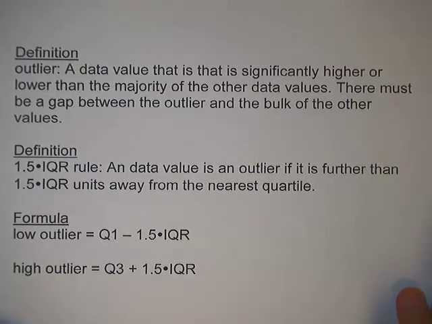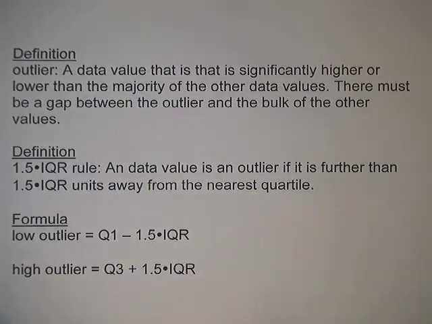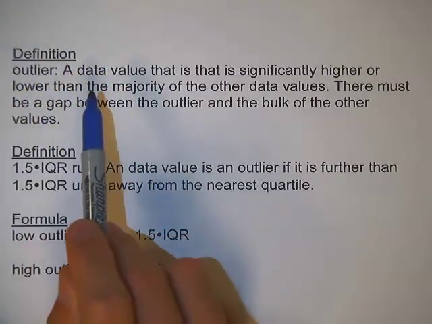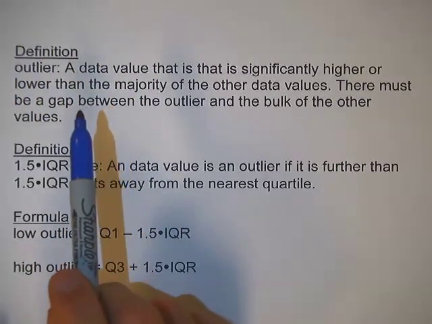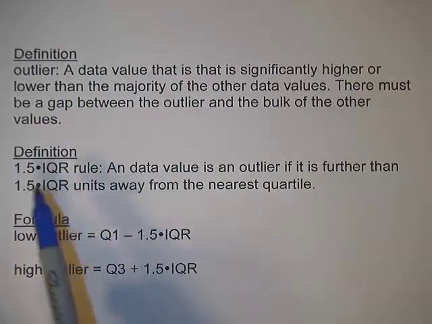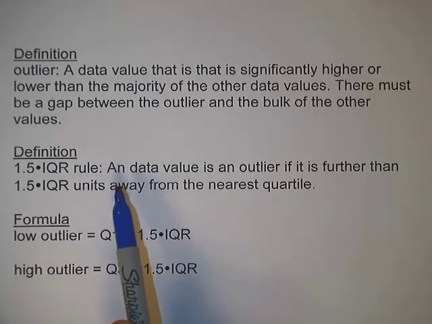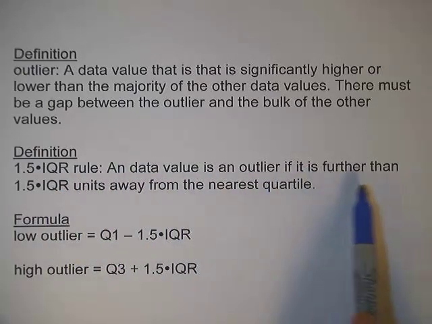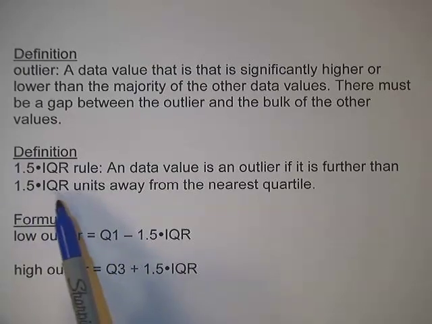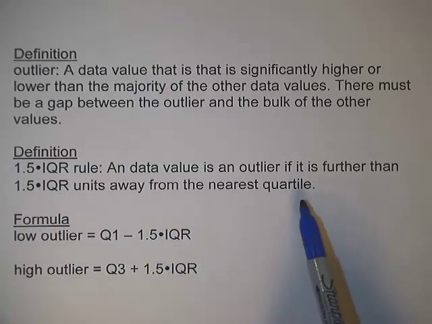Okay, remember that an outlier is a data value that is significantly higher than or lower than the majority of the other data values. There must be a gap between the outlier and the bulk of the other values. So this is just the basic definition of an outlier. Now we do also have a more formal definition, and that's using what's called the 1.5 IQR rule. A data value is an outlier if it is further than 1.5 IQR units away from the nearest quartile.